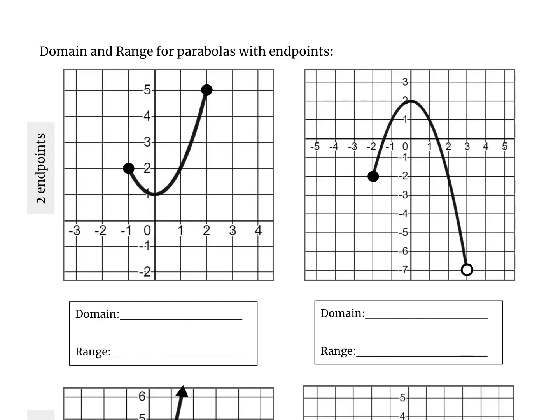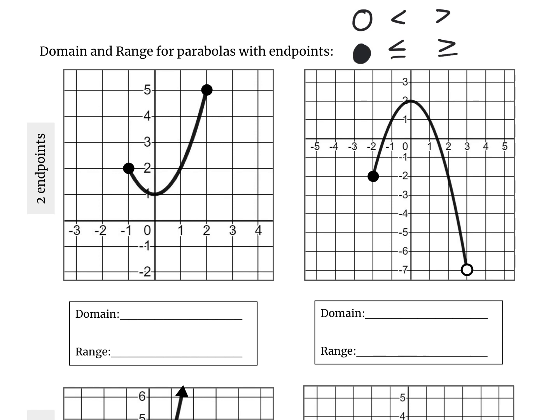All right, so let's look at domain and range for parabolas with endpoints. One thing we do need to remember before we start this is what to do when you have an open circle versus a closed circle, okay? When you have an open circle, that means you're using less than or greater than. And when you have a closed circle, that means you're using less than or equal to, greater than or equal to.